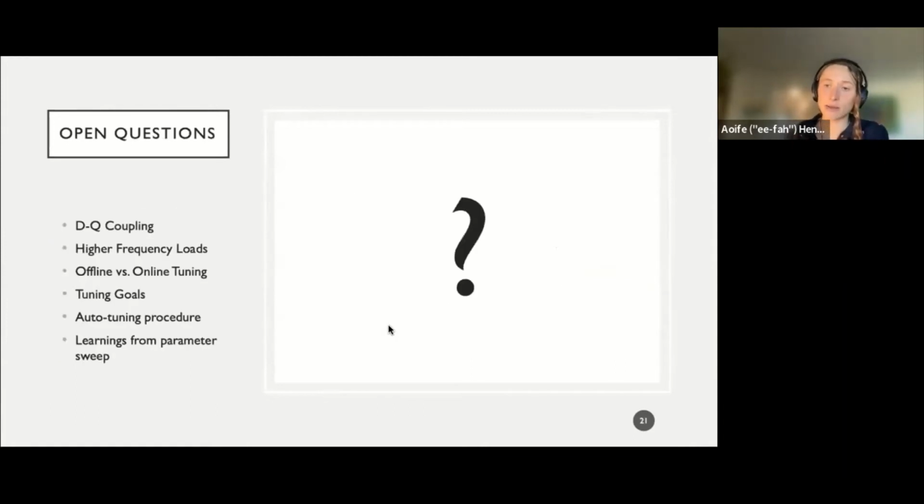So some open questions that remain and that I'm working on investigating at the moment are how significant this DQ coupling is, because traditional IPC controllers have two PI controllers, one for the D component and one for the Q, and neglect the coupling between them. So I'd like to consider how important it is to consider this coupling. I'd also like to look at whether it would be appropriate to consider higher order 3P and 6P loads, which up to now have been filtered out, except for some literature I've seen where they've considered 3P loads.